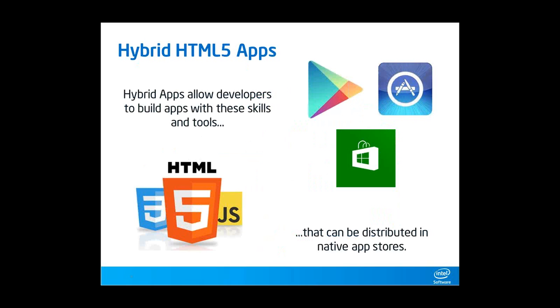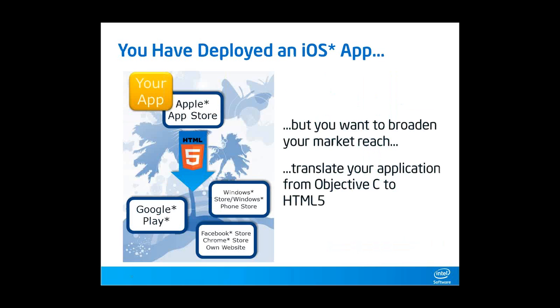So in summary, what is a hybrid application? A hybrid application allows developers to build applications with HTML, CSS, and JavaScript, and it can be easily distributed to different stores. Let's say you have an iOS application already built. Now your manager comes and says, oh, we are doing good in the Apple Store, let's put this application on an Android store also. You might not want to recode or learn Java or the Eclipse environment. So the good thing for you to do is convert it from Objective-C to HTML5.